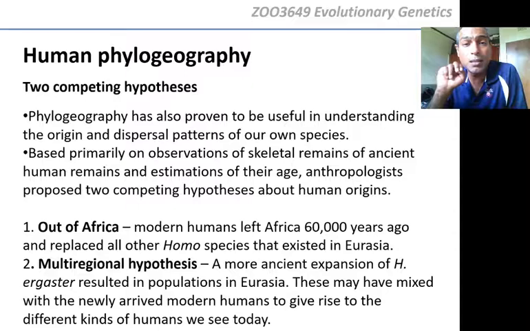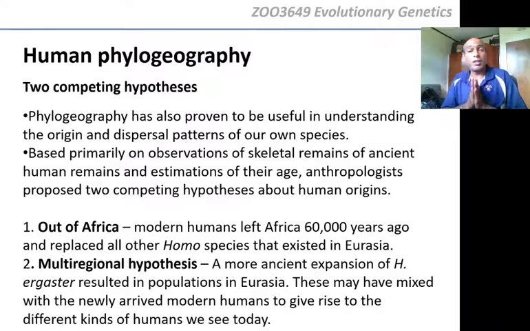That is what out of Africa number one is saying, okay? That modern humans evolved in Africa, and 60,000 years ago modern humans left Africa. When they arrived in Eurasia, they saw Neanderthal and they saw Denisova, but they didn't mix with them. They just simply replaced them, okay? They replaced them completely. So the difference between multi-regional and out of Africa are quite different, right?